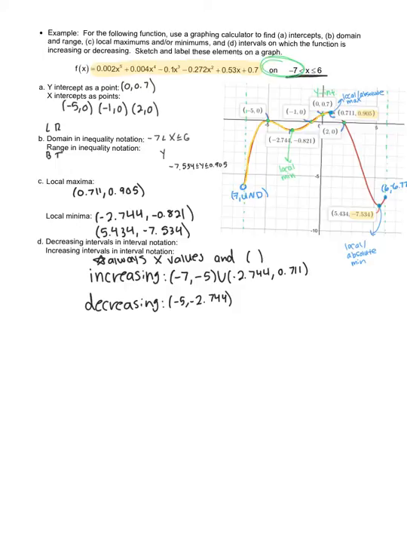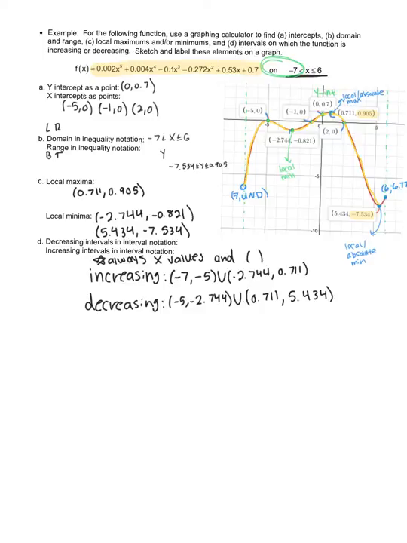Then my graph decreases again for quite some time. So it goes all the way to the next point of 2, and then it continues decreasing all the way down until you hit that absolute minimum. So for your decreasing, you're going to put a U for union, and we're going to go from our absolute max point. The x value of that was at 0.711, and then I decrease all the way from that point until I get to my absolute min, and the x value of that was 5.434.